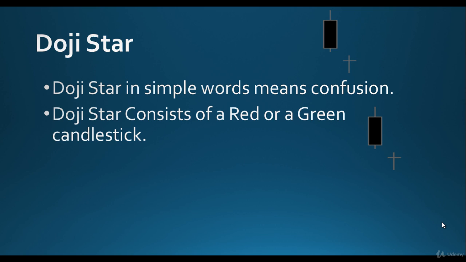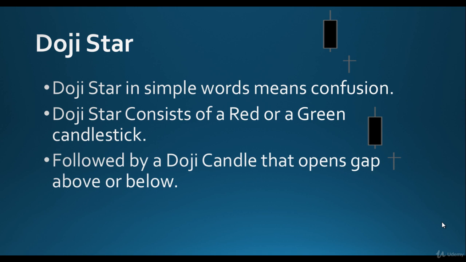The first candle is a normal red or green candlestick, followed by a doji candle that opens with a gap above or below. Now what do I mean by that? If the first candle is red, then the doji opens lower. That is pointing to a downward trend. If it is a bull trend, then it will be a green candle.